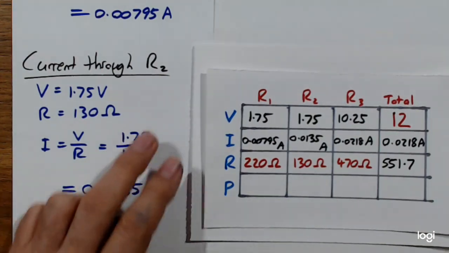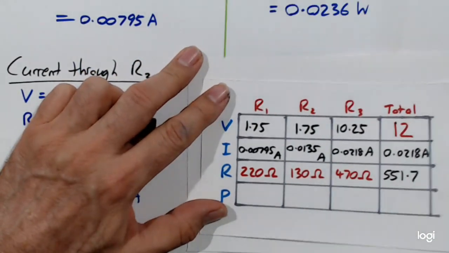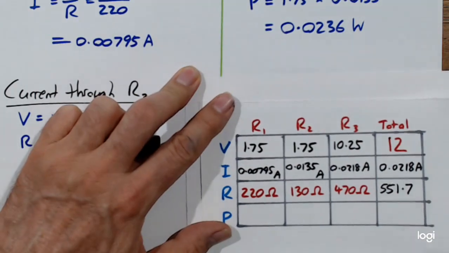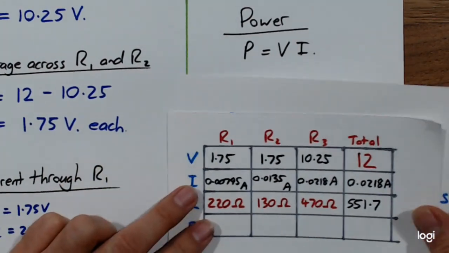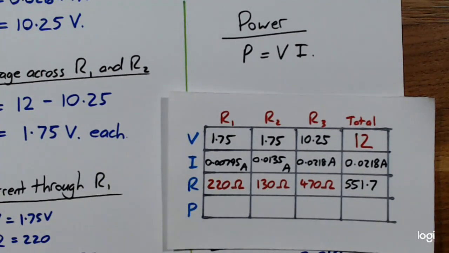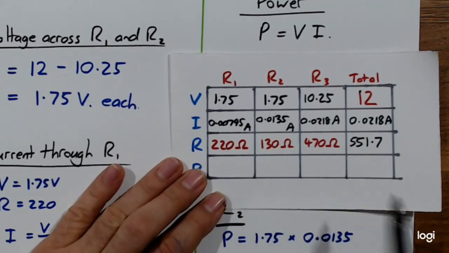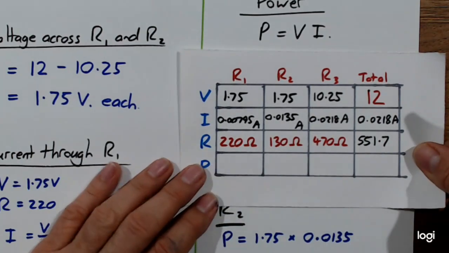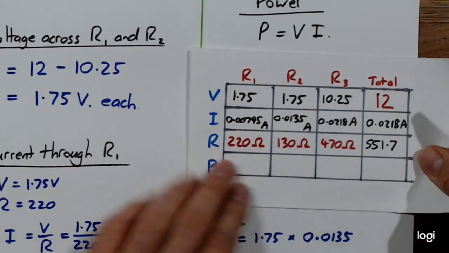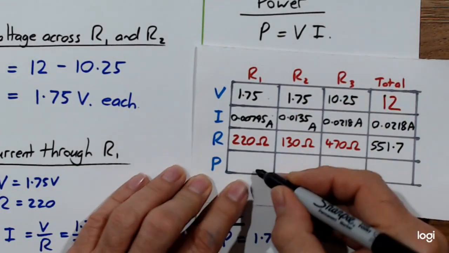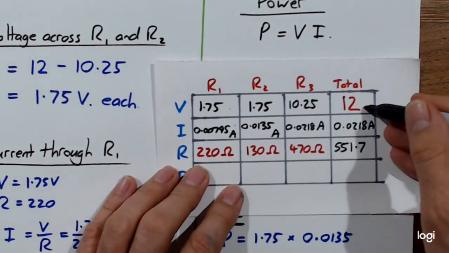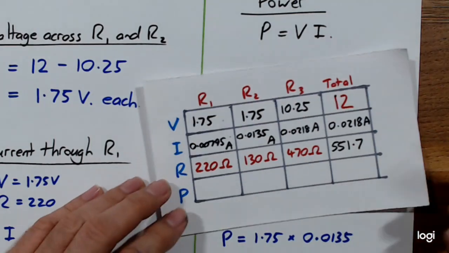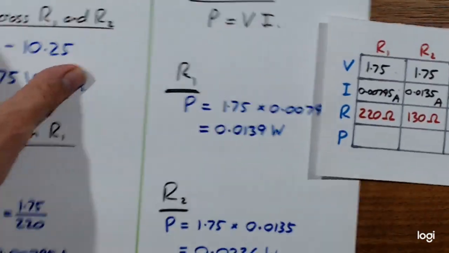Okay, now for power. Last cab off the rank. Power is V times I in every case. So again, for each of those three resistors and for the total, we just have to find V times I. And we've got the V's and we've got the I, so we're just going to go that times that equals that, that times that equals that, that times that equals that. Okay? And that times that equals that. That's all we have to do now. And the answers go like this.